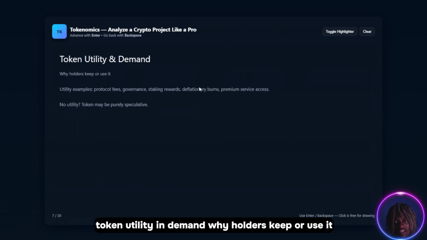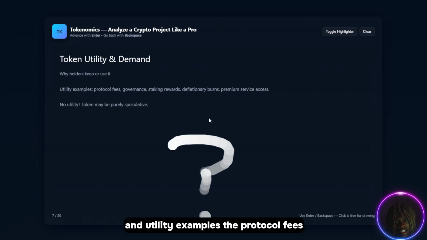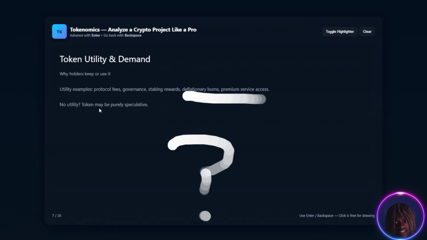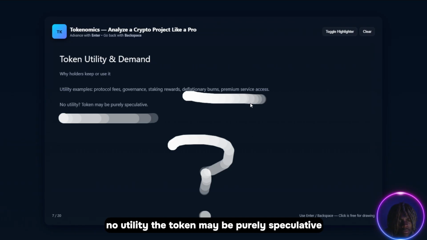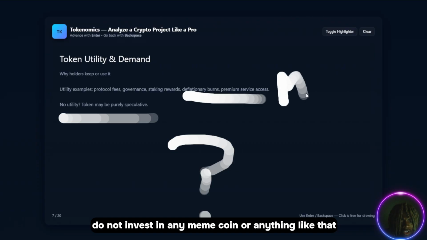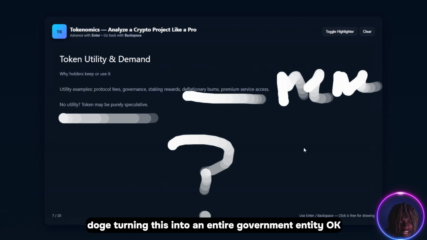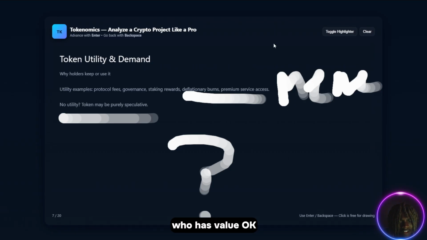Token utility and demand: why holders keep or use it. Utility examples include protocol fees, governance, staking rewards, deflationary burns, and premium service access. With no utility, the token may be purely speculative. What use does it have? Do not invest in any meme coin or anything like that if it doesn't have any future value. Doge turned into an entire government entity due to the fact that it was created by someone who has perceived value within the societal world.